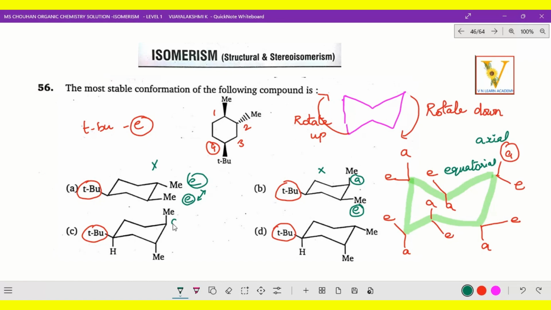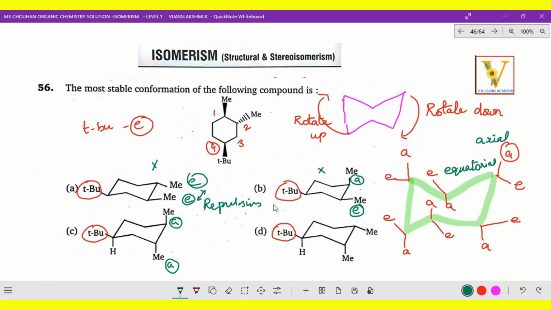Now, this is axial and this is axial. One is axial above, one is axial below this side. So this will not have much repulsion. But here, axial and equatorial will not be stable. Equatorial is stable, but it is too close, so definitely repulsion will take place. So this will not be it. Now the third one, axial above and here also axial, so it will not have that repulsion.